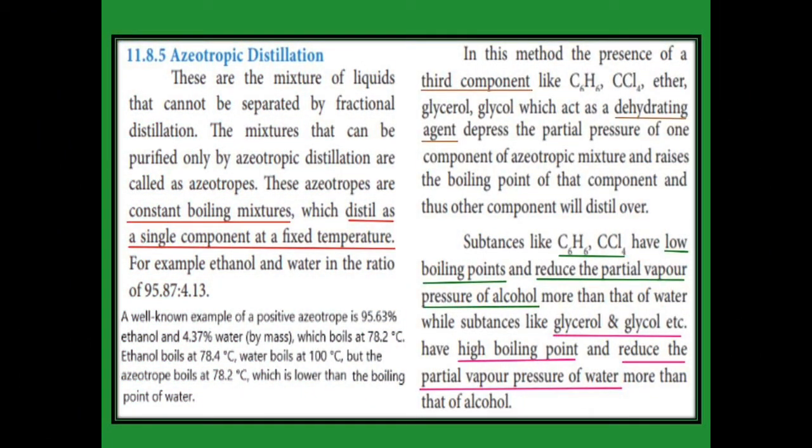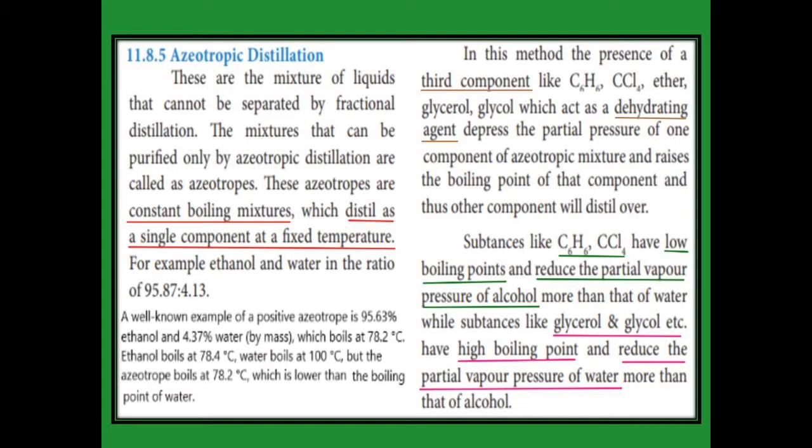In azeotropic distillation, the mixture of liquids cannot be separated by fractional distillation. See the example: 95.63 percent ethanol is mixed with 4.37 percent water. Here it boils at 78.2 degrees Celsius. That is, ethanol boils at 78.4 degrees Celsius, but water boils at 100 degrees Celsius.